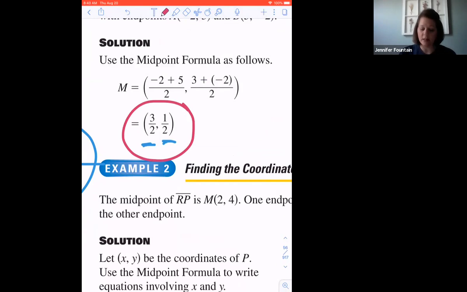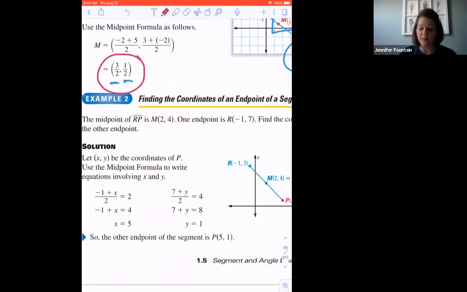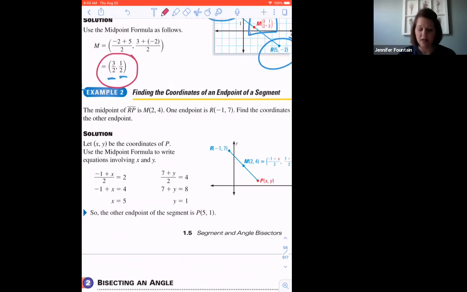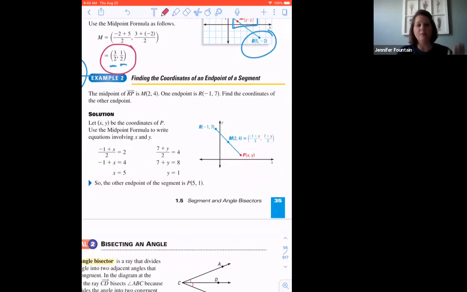Very good. All right, example 2 says finding the coordinates of an endpoint of a segment. So here it says, well, what if we have a midpoint and one endpoint?